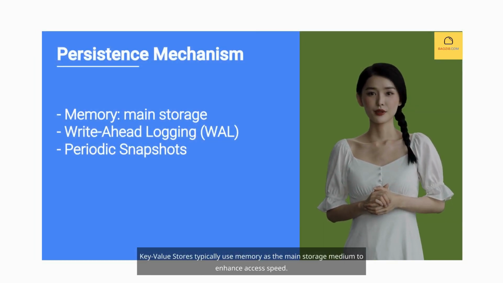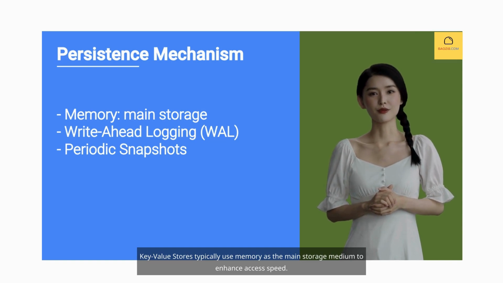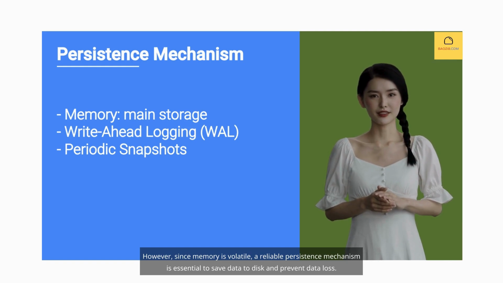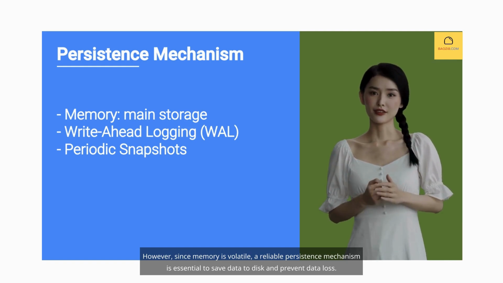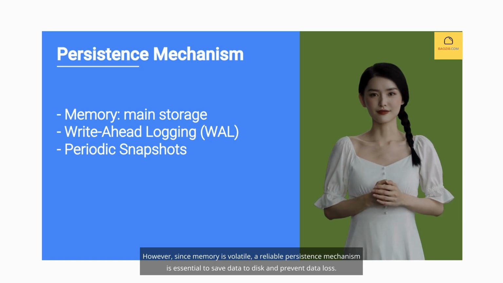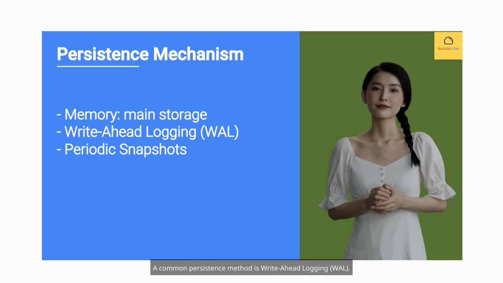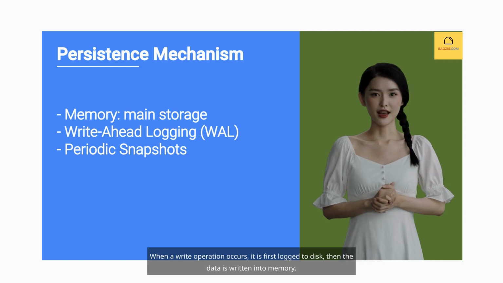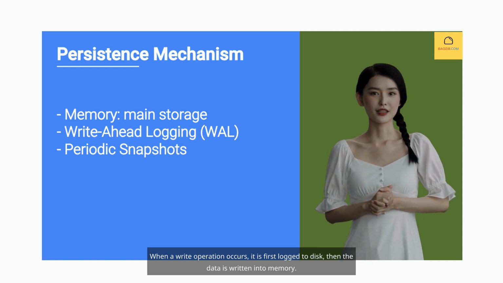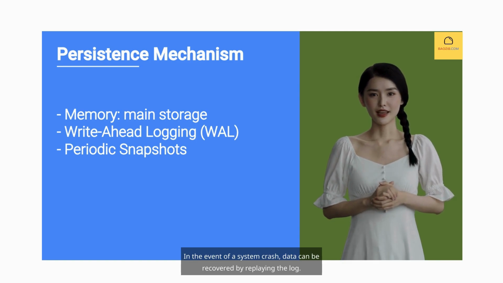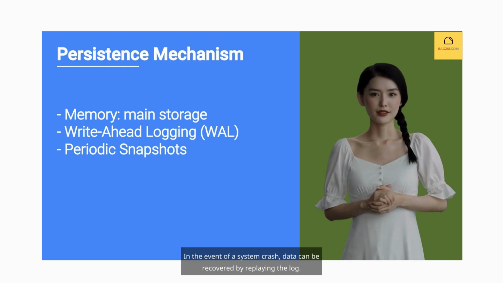Key-value stores typically use memory as the main storage medium to enhance access speed. However, since memory is volatile, a reliable persistence mechanism is essential to save data to disk and prevent data loss. A common persistence method is write-ahead logging, WAL. When a write operation occurs, it is first logged to disk, then the data is written into memory. In the event of a system crash, data can be recovered by replaying the log.